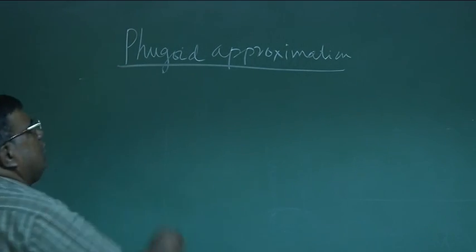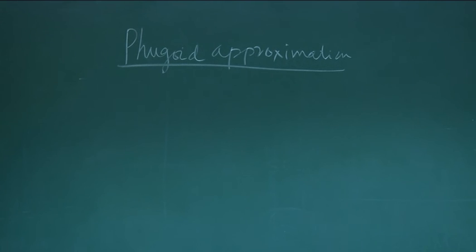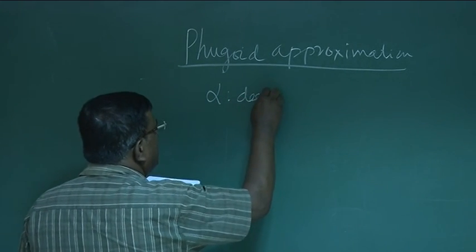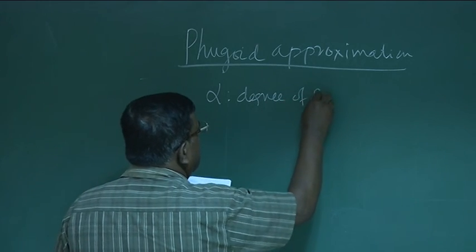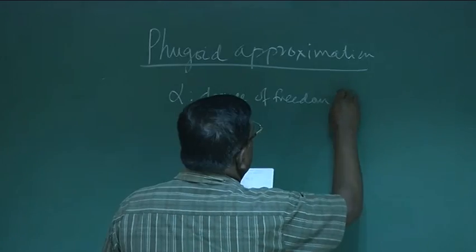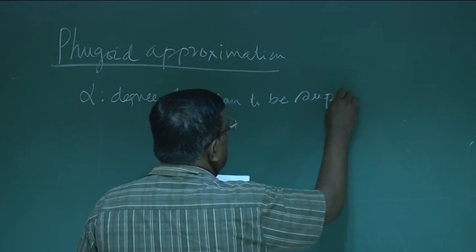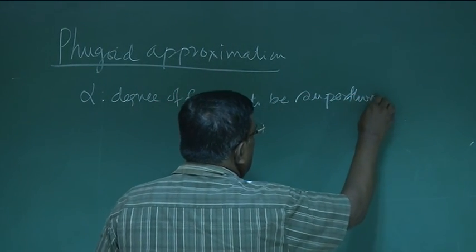As far as the Phugoid approximation is concerned, it is not really a very good approximation, but however it gives some good results. In the Phugoid approximation, what is assumed is the alpha degree of freedom to be superfluous. What is the meaning of superfluous?